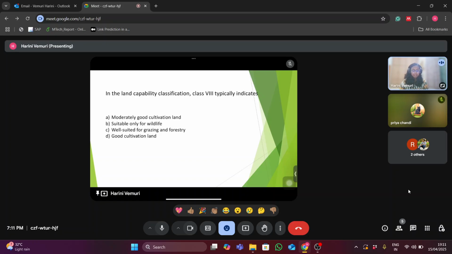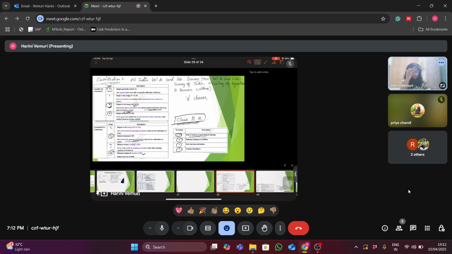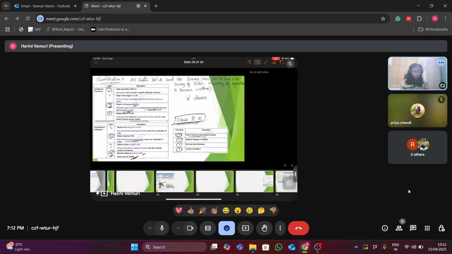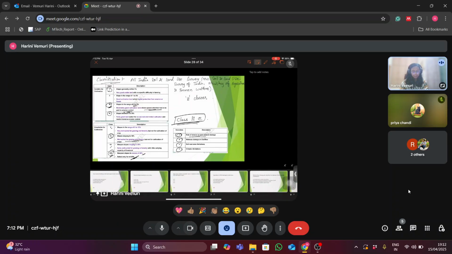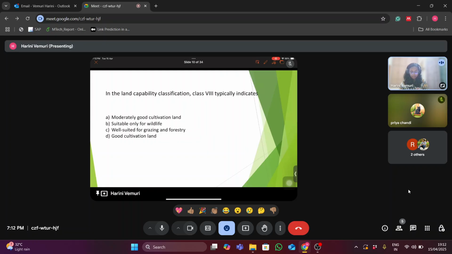Next question is in land capability classification, class 8 typically indicates. So if you see in this table, they're asking about class 8. Class 8 has the steepest slope, which exceeds almost 25%. It is not suitable for agriculture, for forestry, or for grazing purpose also. So the land use is most suitable only for recreation and wildlife, that is the option.